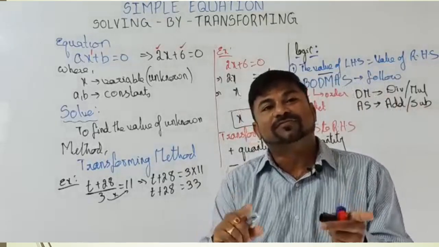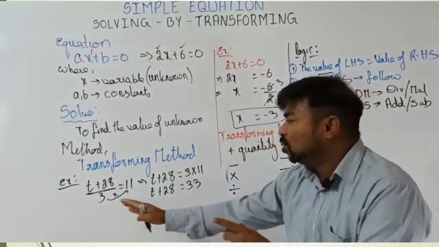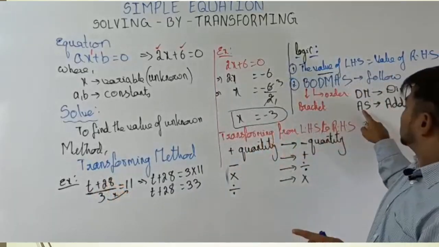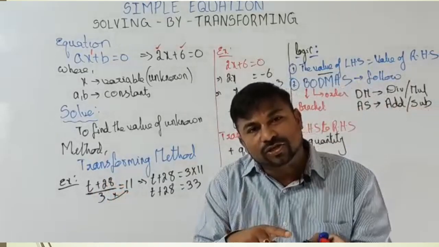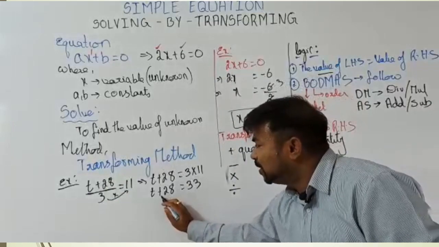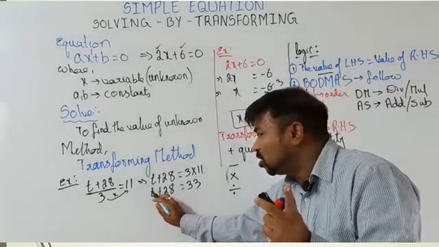D and M means division and multiplication. Now we don't have any multiplication left. Let us come back to A and S, addition and subtraction. Now, if you check, what is there along with the t?